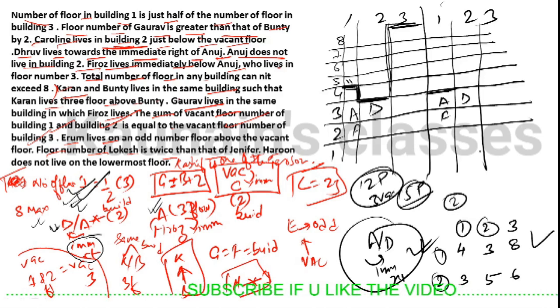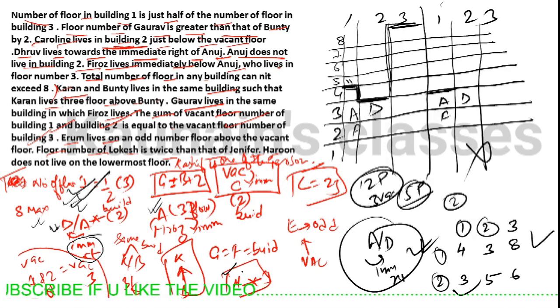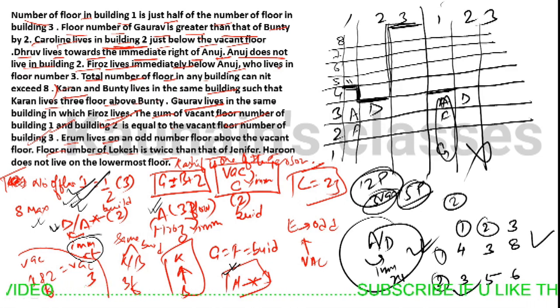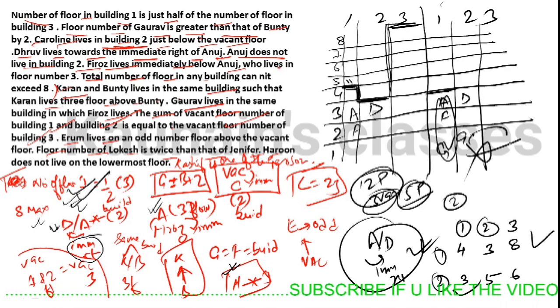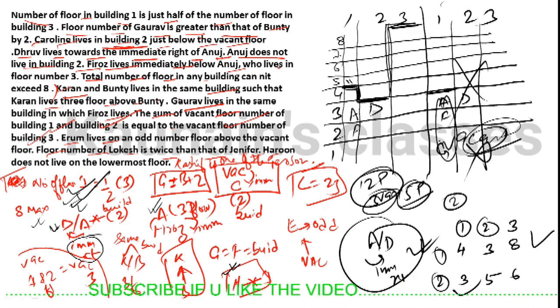So this is eliminated. Why is this case eliminated? We know that G and F live in the same building, and there is one vacant floor in every building. So if we place J here and G here, there is no place for any vacant floor. So this is eliminated. We are down with only one case here.